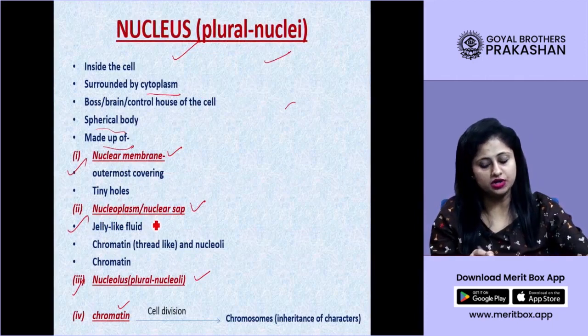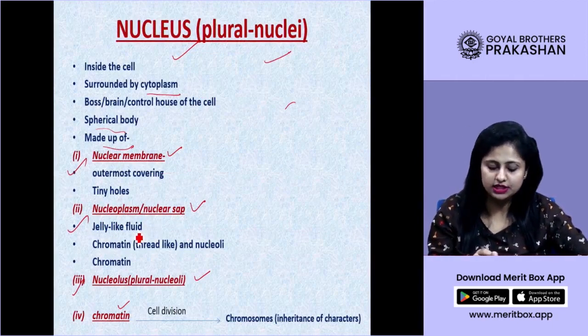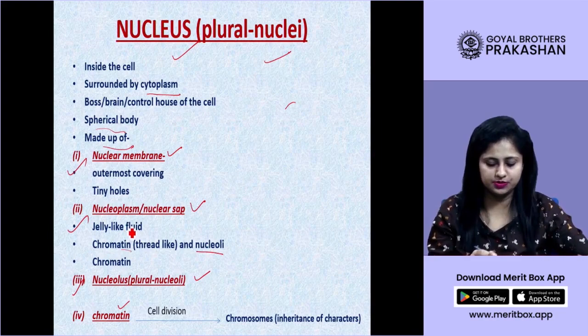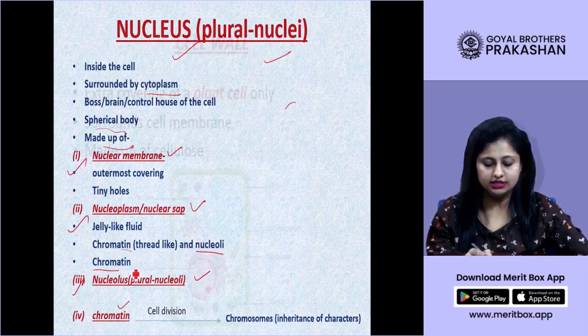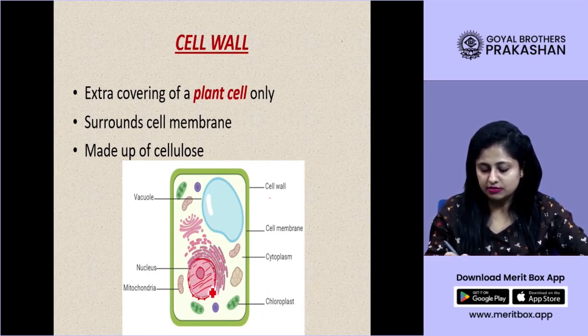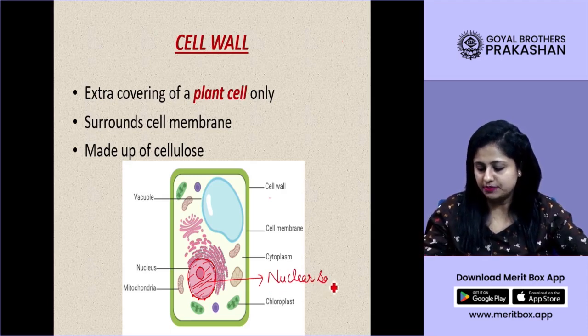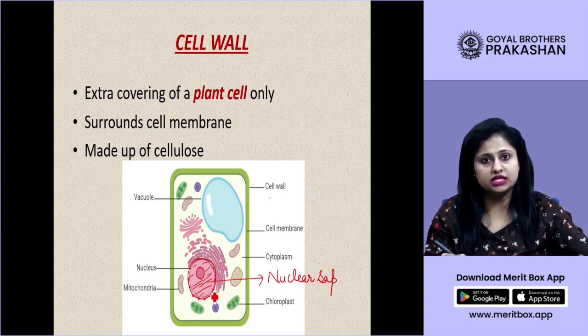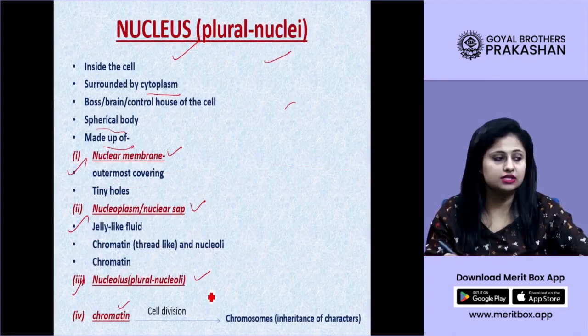Next, nucleoplasm or nuclear sap. It is a jelly-like fluid, and chromatin and nucleoli are both present in the nucleoplasm or nuclear sap. So this light pink colored space outside this spherical body is the nuclear sap, which is filled by a fluid, and inside this fluid chromatin is present and nucleoli is also present.